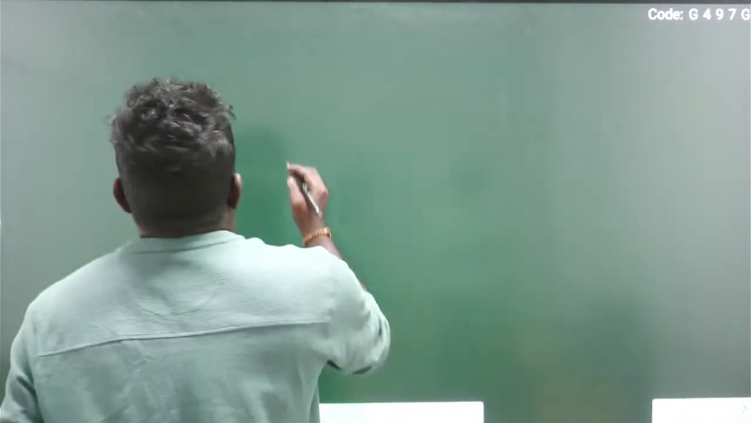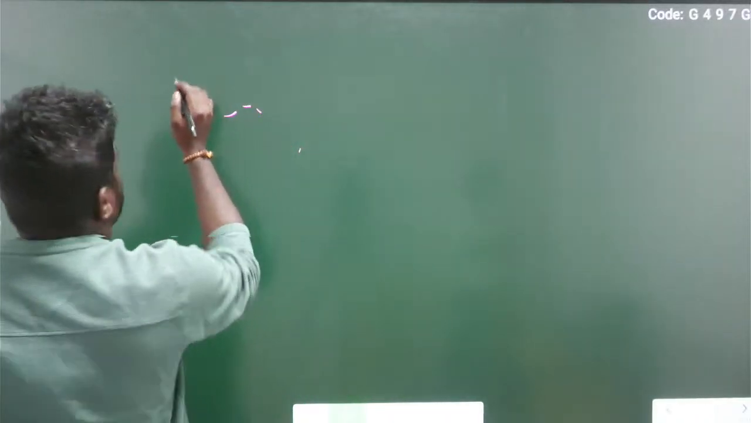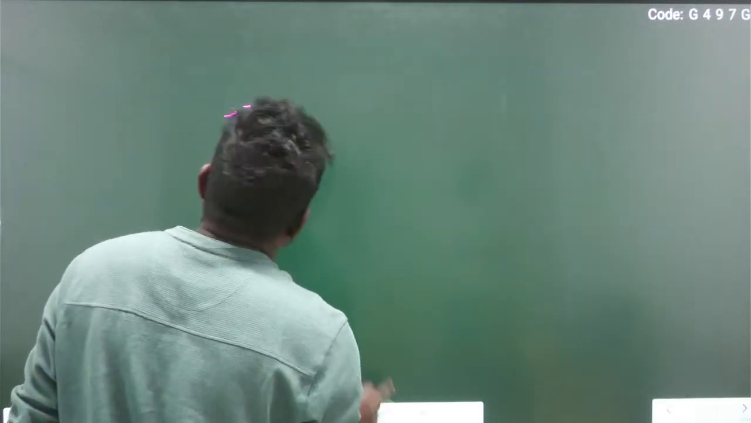Hi students, today our topic is FET and MOSFET. FET is nothing but field effect transistor, and MOSFET is nothing but metal oxide semiconductor FET. So I will go with FET first.